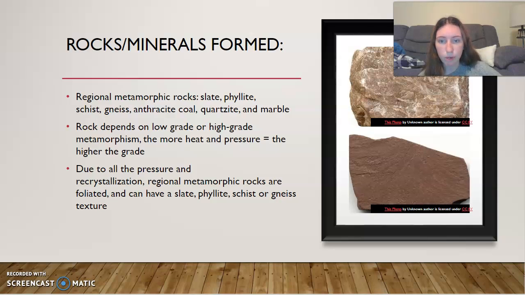And due to all the pressure and recrystallization, regional metamorphic rocks are foliated, so they can have a few different textures. And pictured are just a few examples of these rocks. The first one here is slate, and the second one is quartzite.